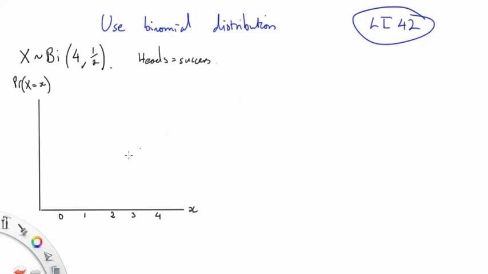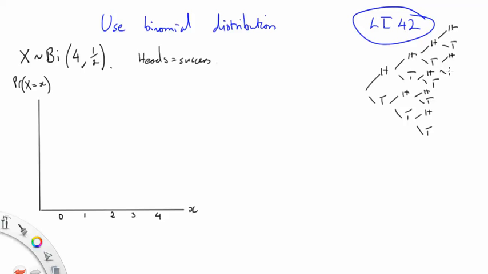So let's pretend we didn't know anything about binomial distributions. How do we work this out? We'll use a tree diagram. You would go heads, tails, heads, tails, heads, tails, heads, tails. I want to emphasize how good the binomial distribution is by making you draw a tree diagram again. I think that's important. Heads, tails, heads, tails. It's getting very messy here.